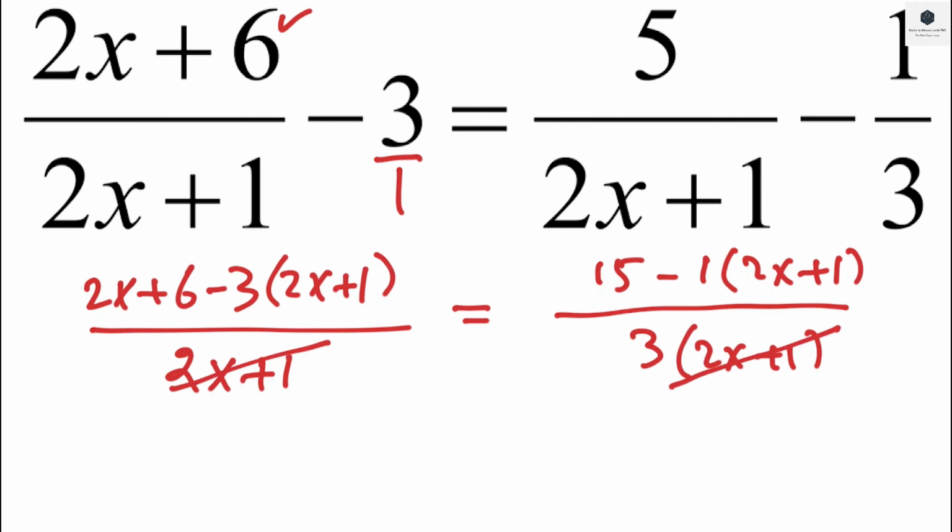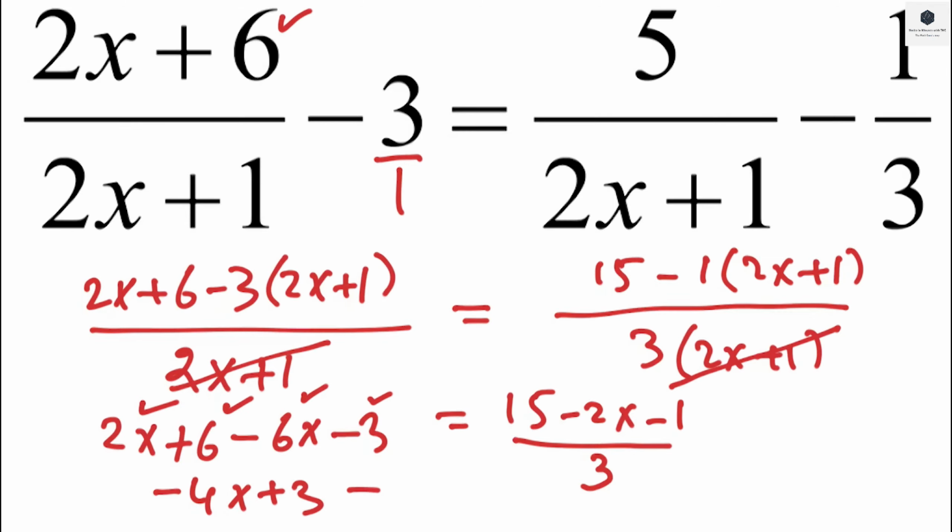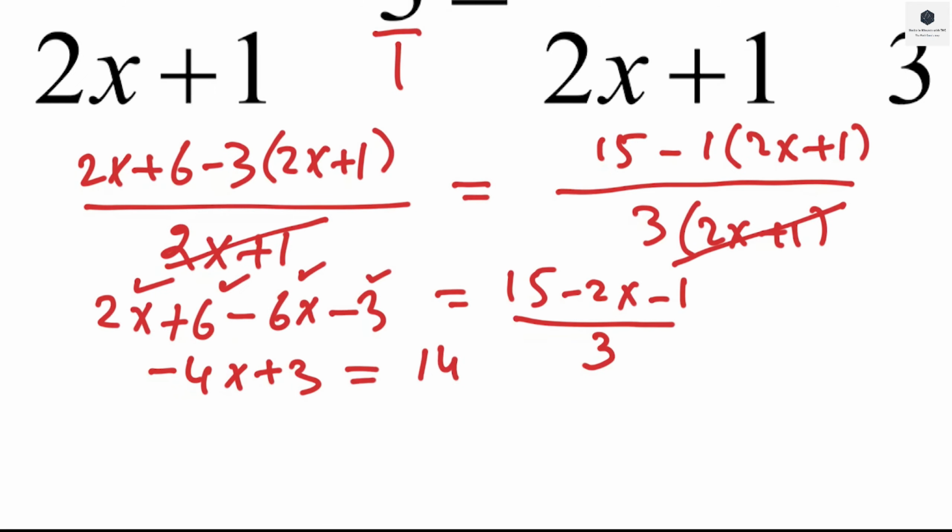If you don't know how to cancel these 2x plus 1 from both sides, you can mention it in the comments and I can make another video for you. So let me simplify. 2x plus 6 minus 3 times 2x is minus 6x, minus 3. On the other hand, I have 15 minus 1 times 2x is minus 2x, minus 1 plus 1 is minus 1, divided by 3. This 2x minus 6x is minus 4x, 6 minus 3 is plus 3, equals 15 minus 1 is 14, minus 2x, divided by 3.